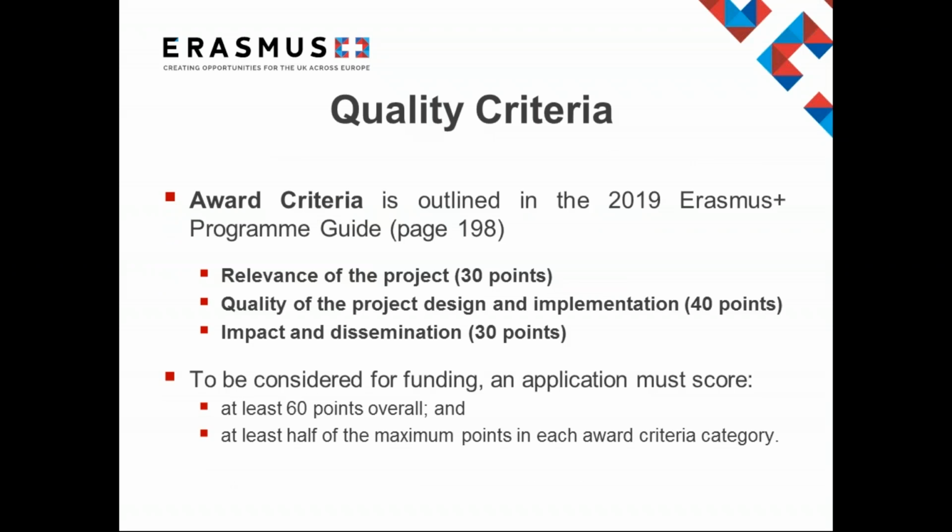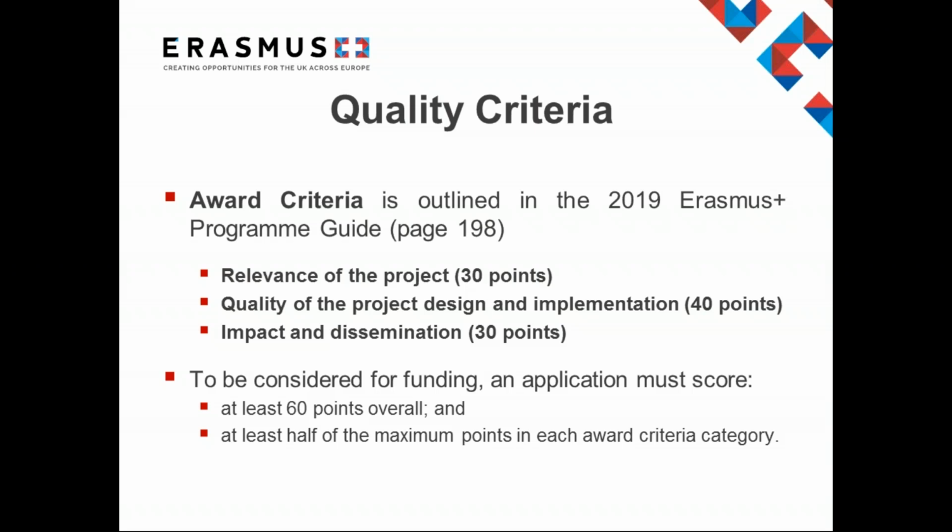So, when we assess applications at the National Agency, we do so through a panel of experts, and our experts assess against three quality criteria as follows: the relevance of the projects, which is worth 30 points, the quality of the project design and implementation, which is worth 40 points, and finally, impact and dissemination activity, which is worth 30 points. So the total score any application can receive is 100 points.